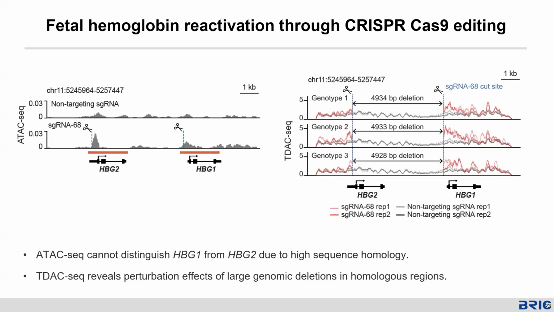However, TDAC-seq could determine the exact genotypes, and all genotypes with this 5kb deletion showed increased accessibility at the HBG1 promoter. And these experiments demonstrate that TDAC-seq can help study perturbation effects of multi-kilobase scale genomic deletions in homologous regions.